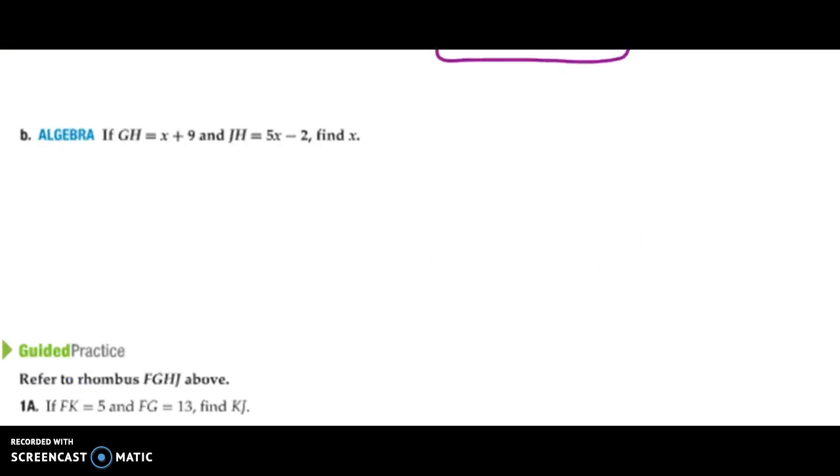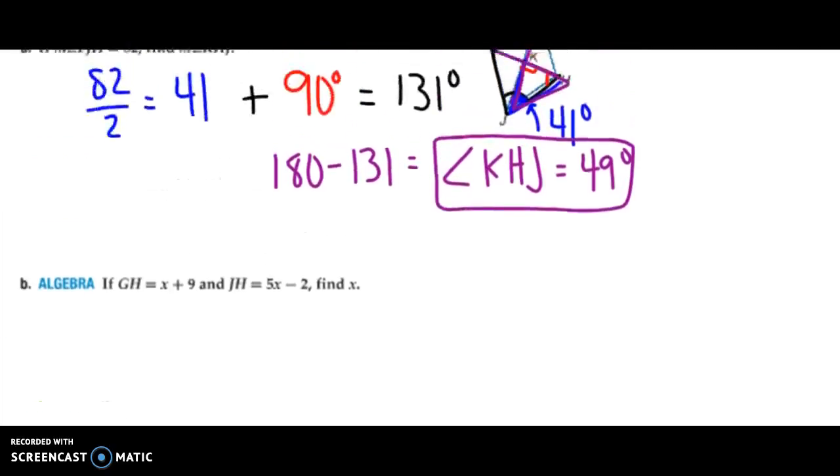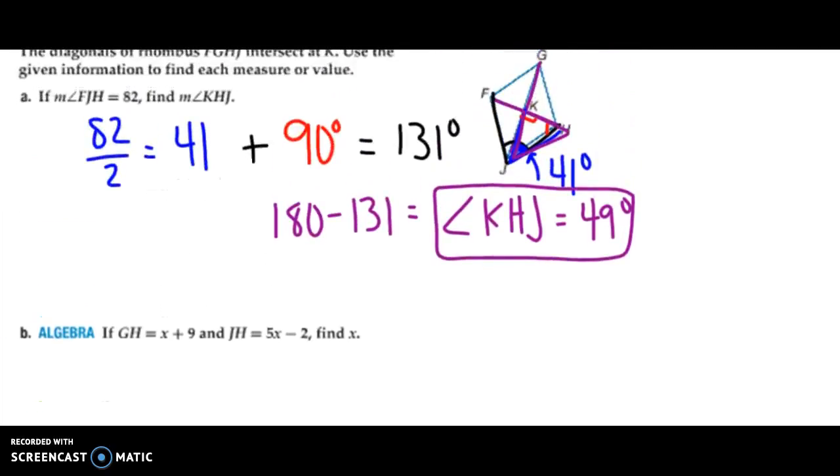Next one, letter B, says if GH is x plus 9 and JH is 5x minus 2, find out what x is. So if I look up here, I'm going to get rid of all of this right here so you can start over fresh. So if I look right here, it says that GH right there is going to be x plus 9. And JH right there is going to be 5x minus 2. Find the value of x.